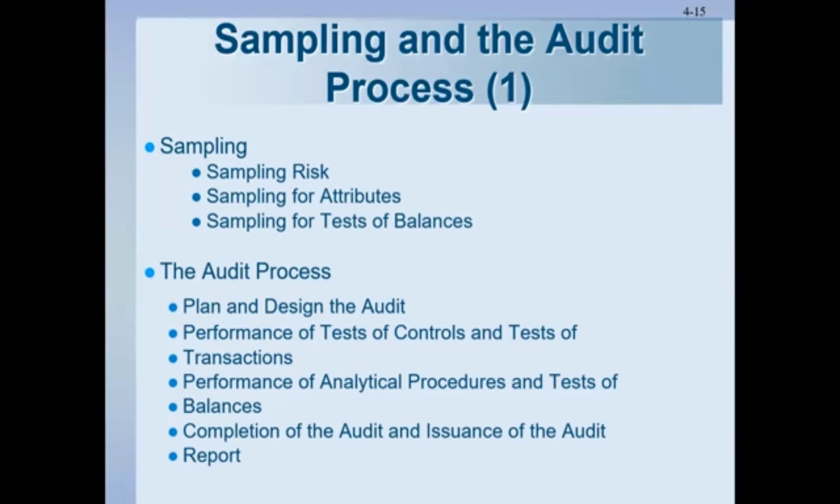The objective of sampling for tests of controls and transactions is to produce an estimate of the deviation rate. But the objective of sampling for tests of balances is to produce a dollar estimate of a difference between the recorded balance, which is the amount shown in the financial statement, and the amount that should have been recorded based on the sample.